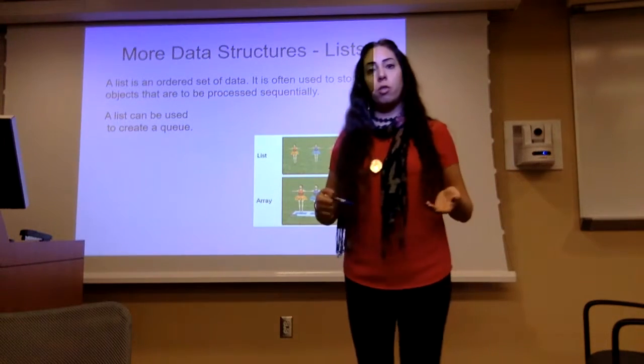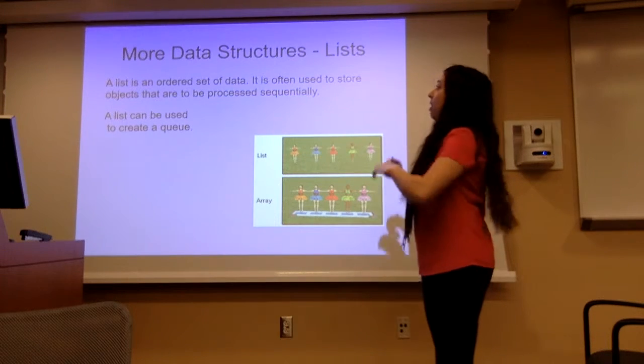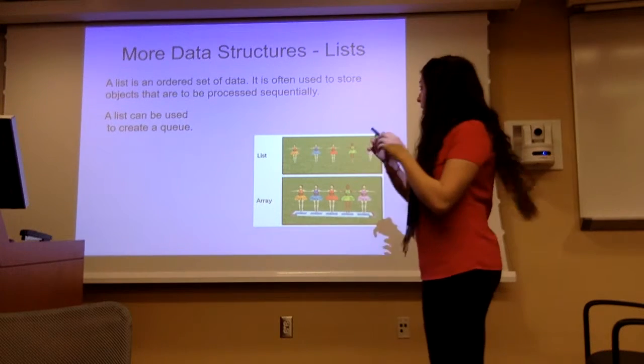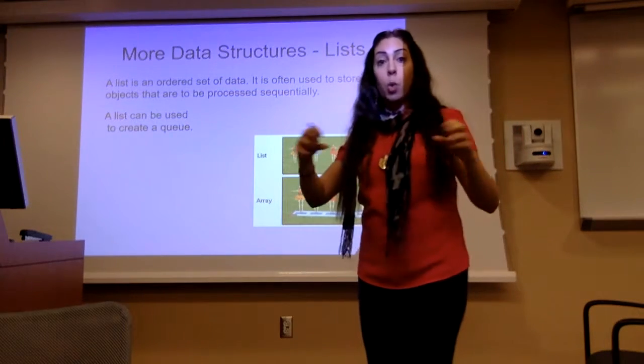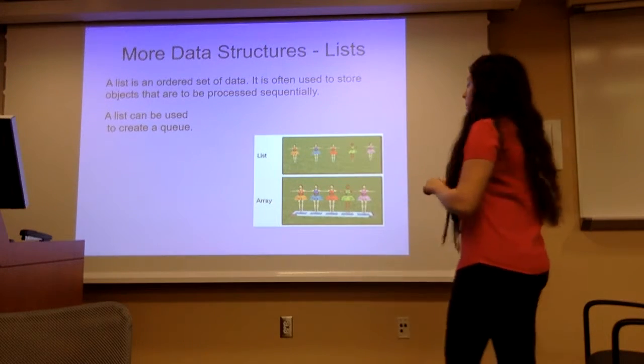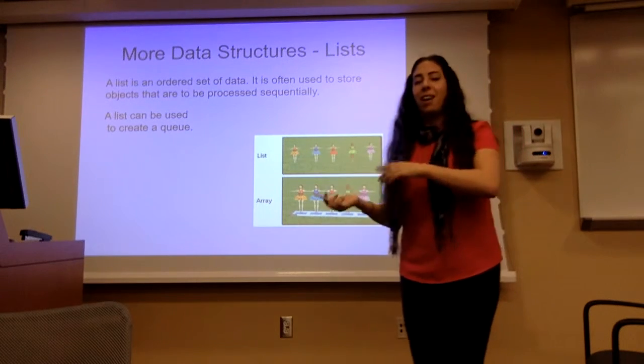More data structures to talk about. Lists. What is a list? A list is an ordered set of data that we use for storing objects that are sequential. Each list can be thought of as a queue too, but not the other way around.